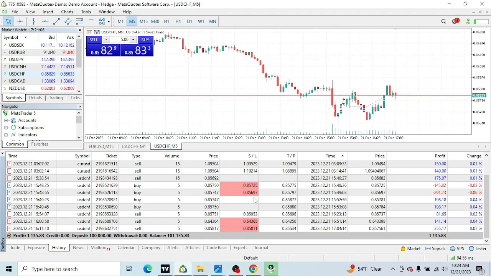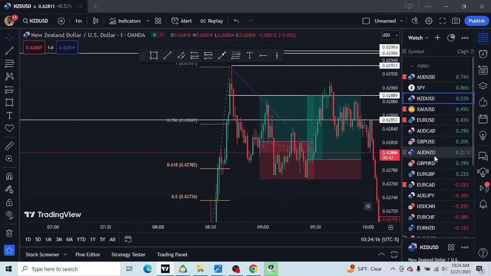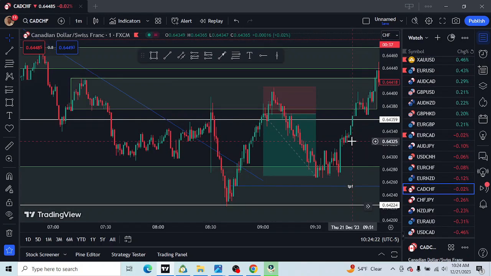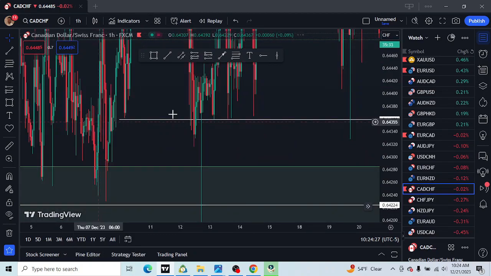These are scalps from last night. So these are the two spreads that I got slipped out of. CAD CHF, USD CHF. So this is what I was looking at.